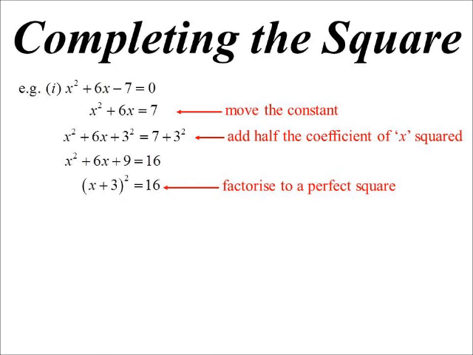Well, if something squared is 16, it's either plus or minus 4. I can move the 3 to the other side and I have my answer. It's either negative 3 plus 4 or negative 3 minus 4. So minus 7 or 1. So that's the idea behind completing the square.